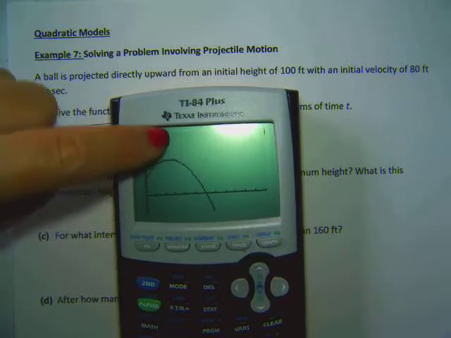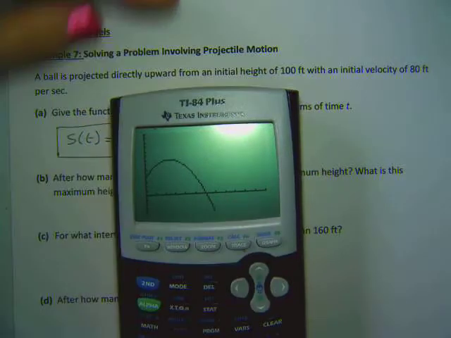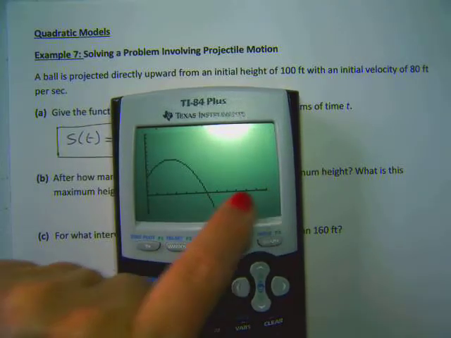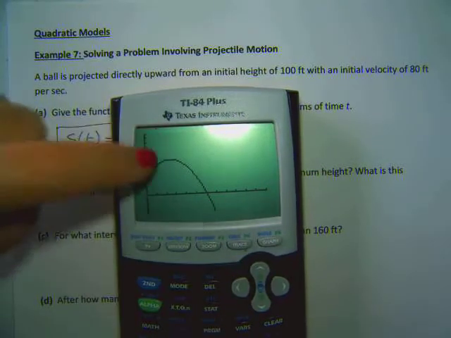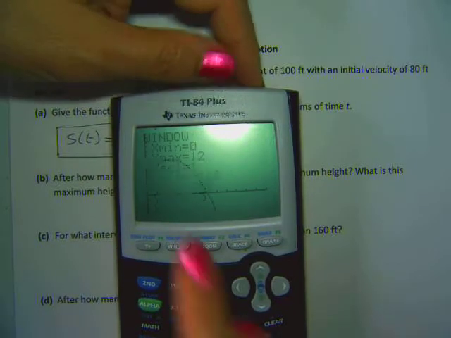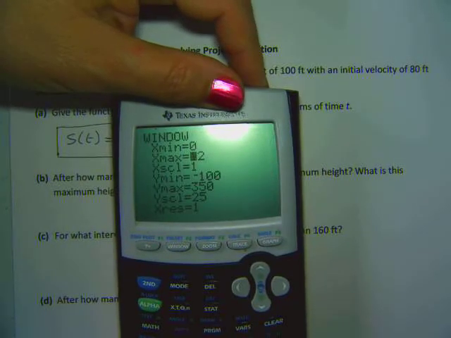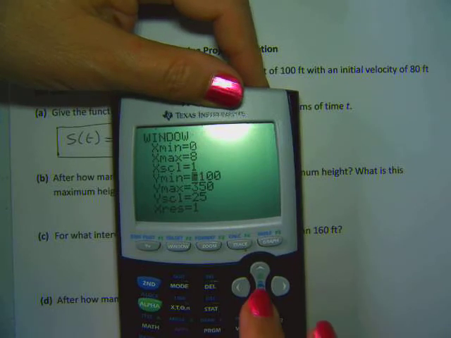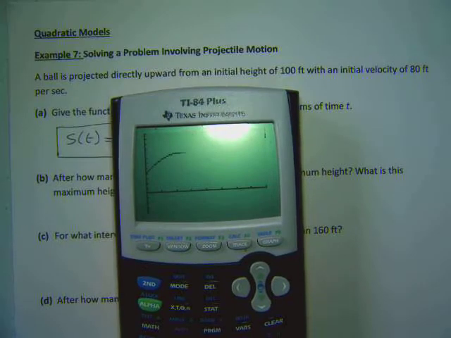Yeah, I like it. Actually, that was too much. You know what? Let's be perfect. That's too many x's and there's too many y's. So I'm going to go back to window, and I'm going to make it maybe 8, and instead of 350, how about 300? Let's see how that window looks. See, don't be afraid of playing with your window.